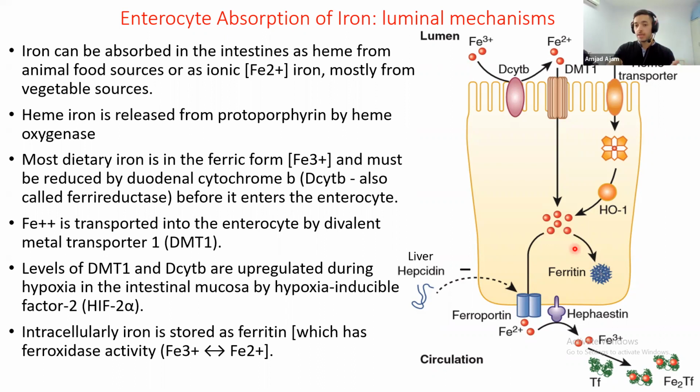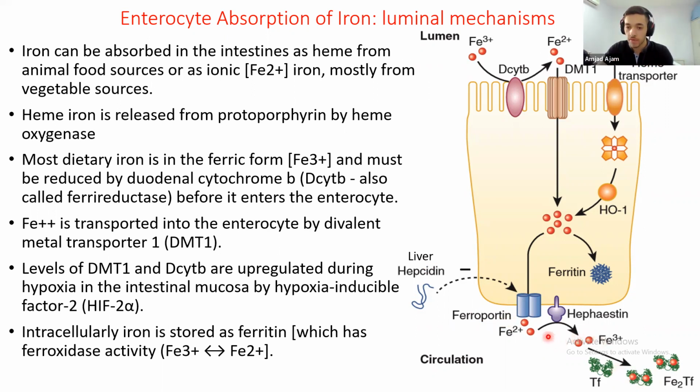Or in the second case, when the body requires iron, it will be released from the enterocyte by a transporter called ferroportin. So now ferroportin will take this Fe2+ and release it from the enterocyte. Now, when we release that Fe2+, we need something also to convert it to Fe3+. Why should we convert it again? Because transferrin, which is the protein that transports iron in the plasma, can only bind Fe3+.